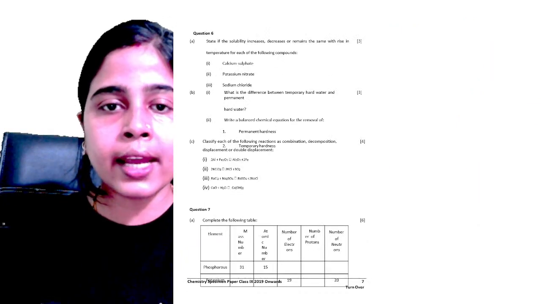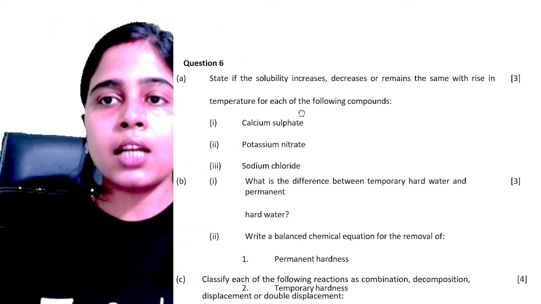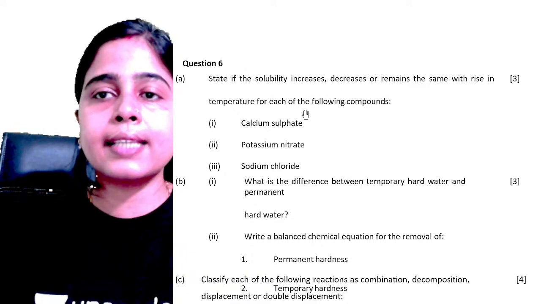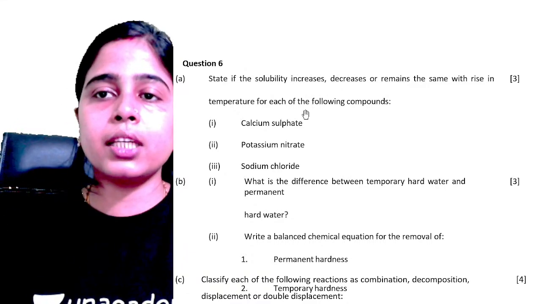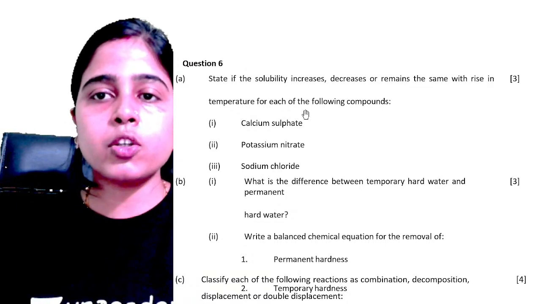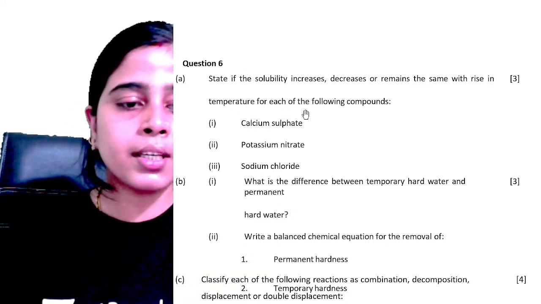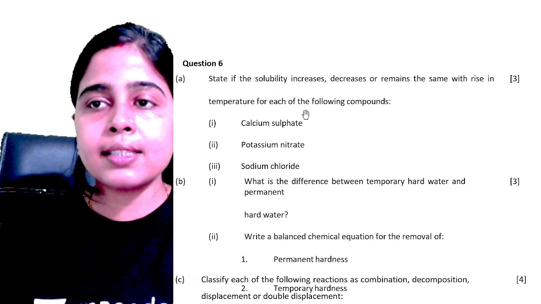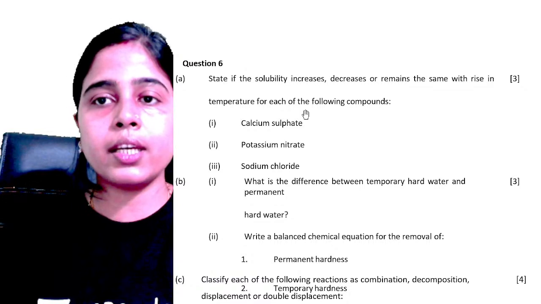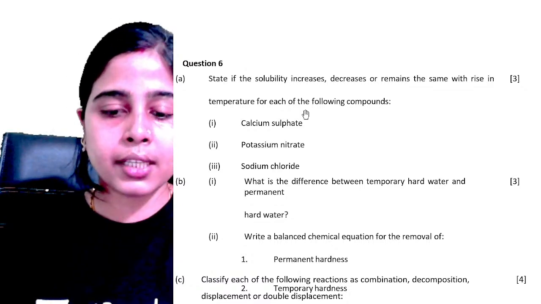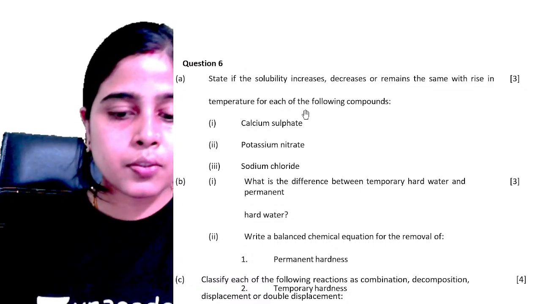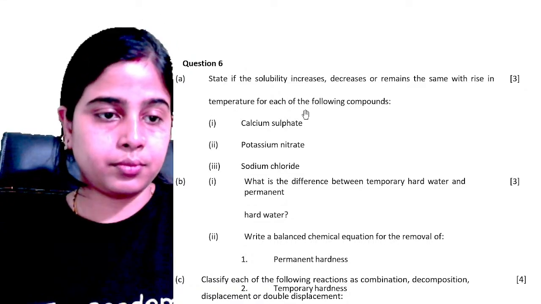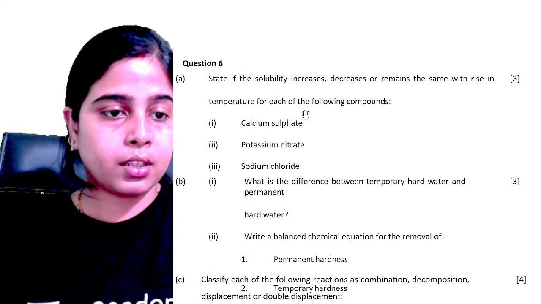Chalo, try to answer the next question. Now state if the solubility increases, decreases or remains same with the rise in temperature for each of the following compounds. Okay, so you have been given some compounds. You have to tell me what will happen to the solubility. Will it increase, decrease or remain same with the rise in temperature? Okay, calcium sulfate, potassium nitrate or sodium chloride. This is from your water chapter, everyone. Okay. Clear?